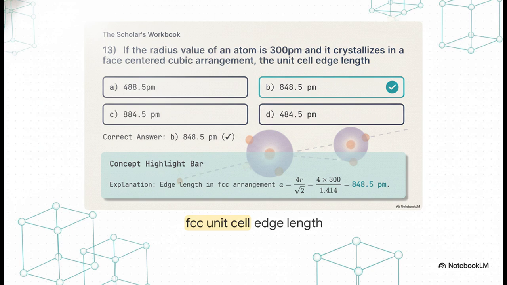Explanation: edge length in FCC arrangement, A equals 4R over root 2, equals 4 times 300 over 1.414, equals 848.5 pm. For this FCC problem, we're basically just rearranging our radius formula so we can solve for A. Plug in 300 picometers, divide by root 2, which is 1.414, and you've got your answer.